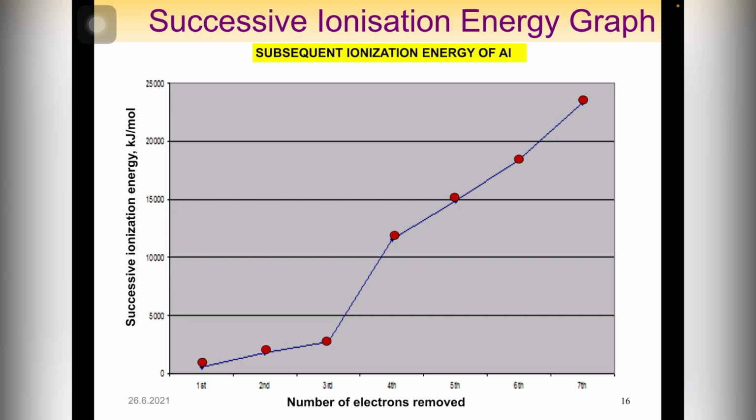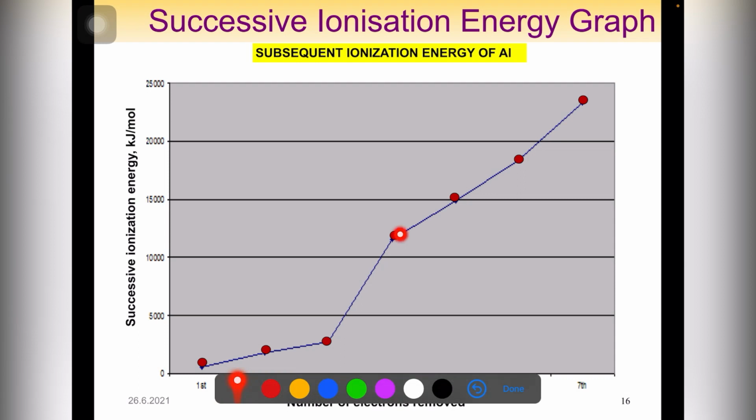So this is the successive ionization energy of aluminium. We have the red dots, which show the electrons. This is the lowest one, the first ionization energy, which refers to the outer or valence electron. From the graph, you can see that the ionization energy increases from the outer electron to the inner electrons nearer to the nucleus. This is the highest one.